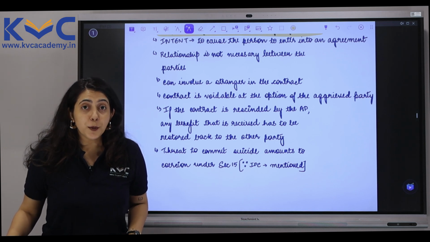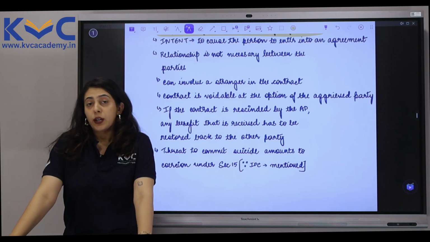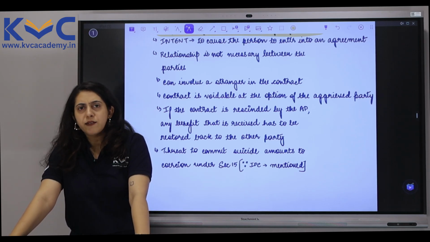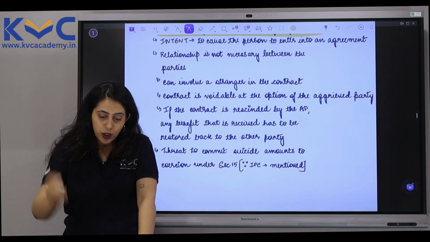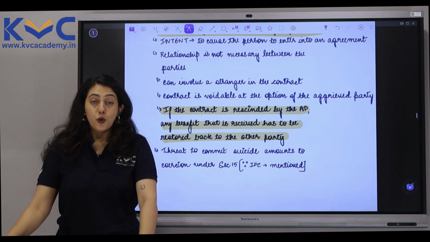Voidable at whose option? Voidable at the option of the aggrieved party. Now, if the aggrieved party has rescinded the contract but still received some benefit out of it, that benefit has to be restored. So that also is a consequence or an effect of coercion.